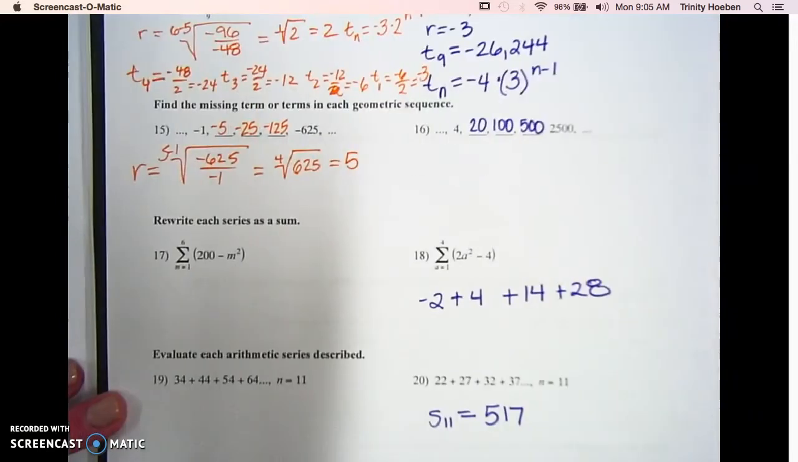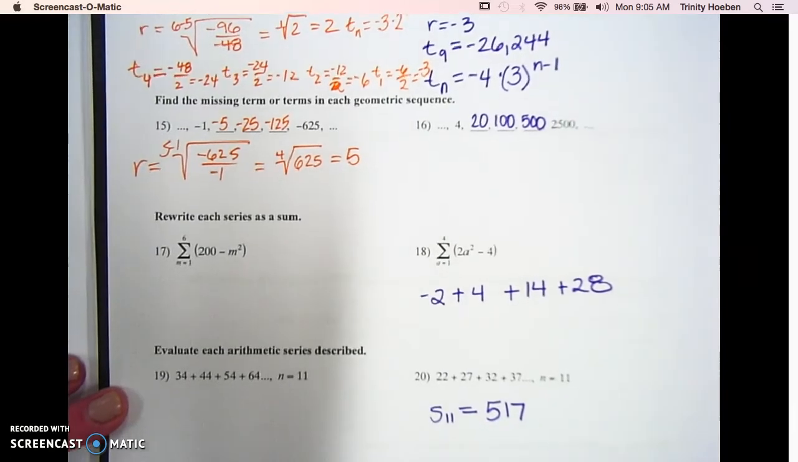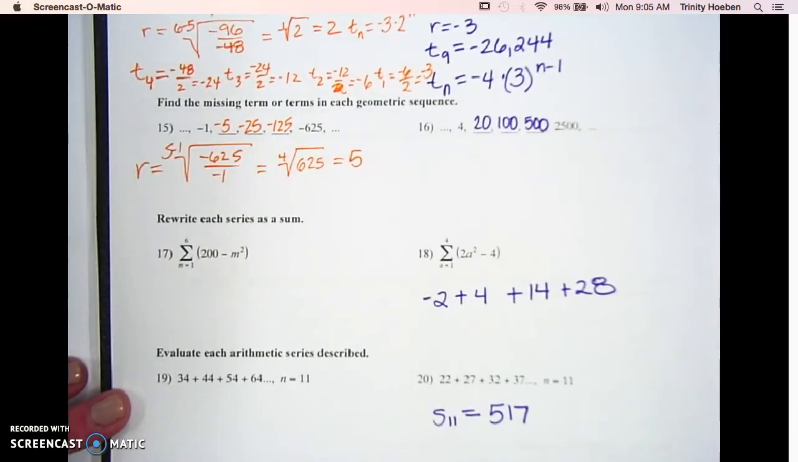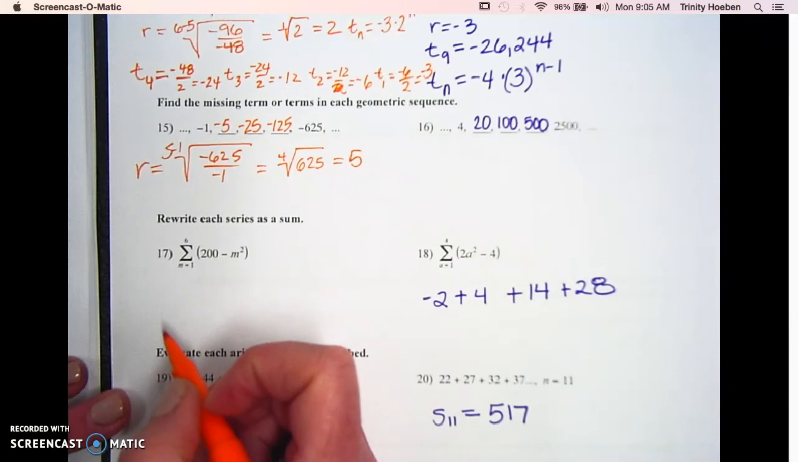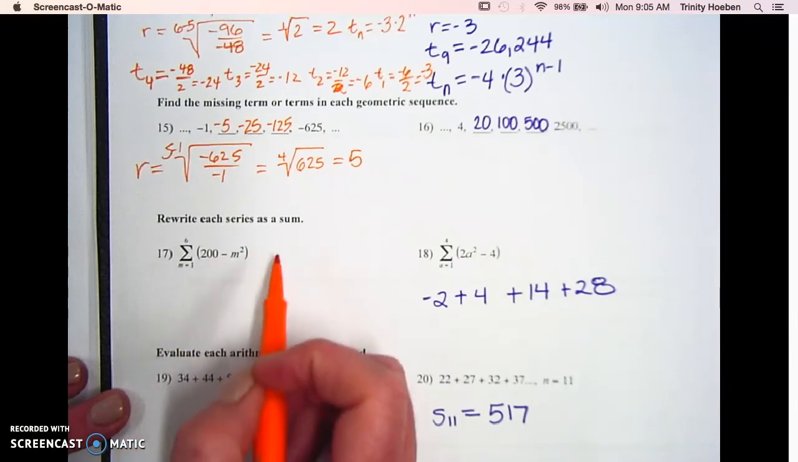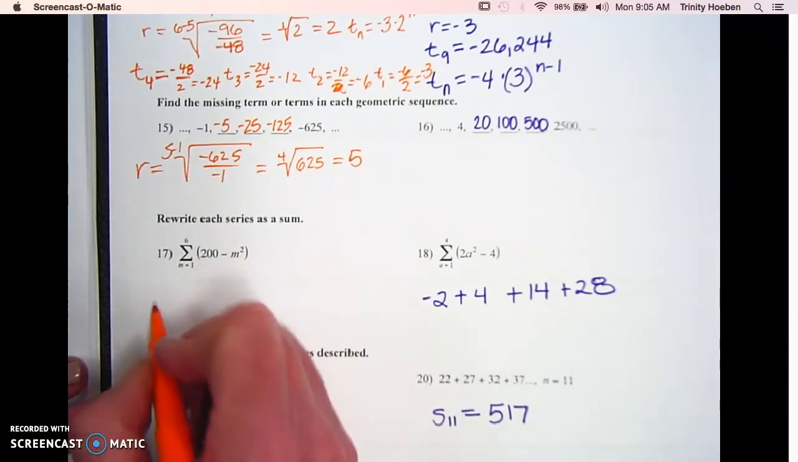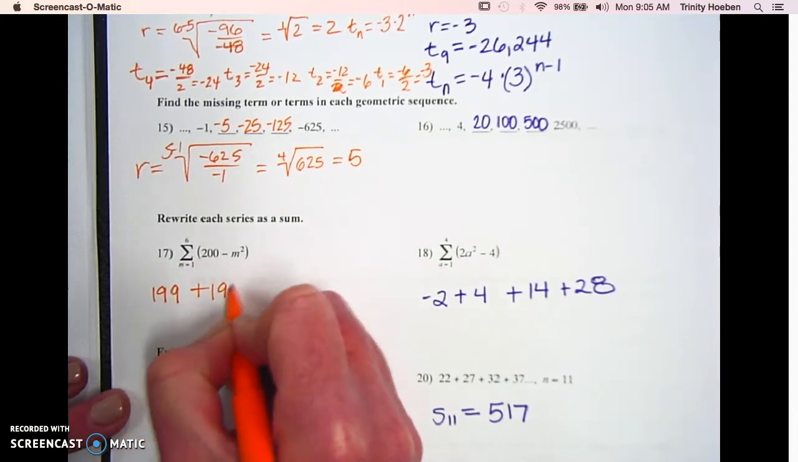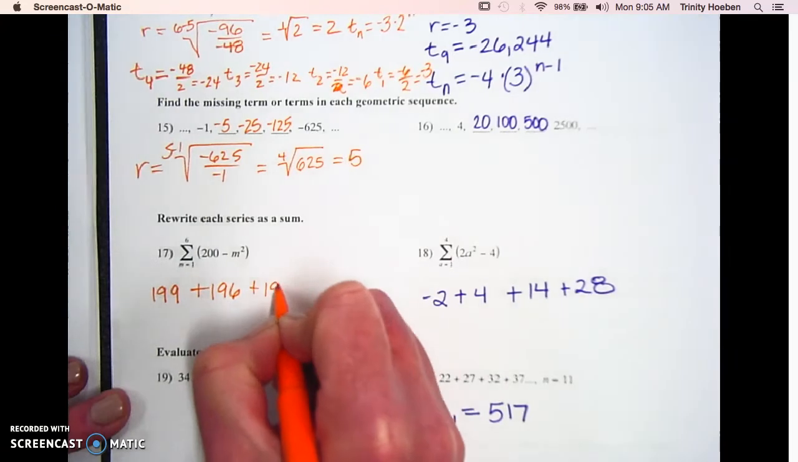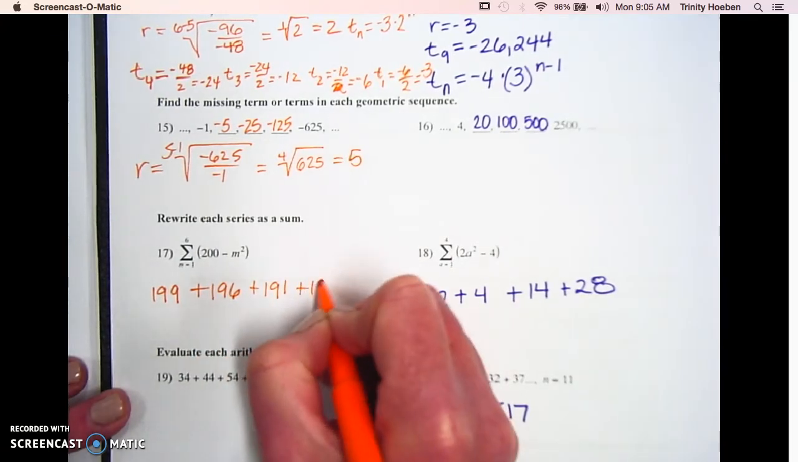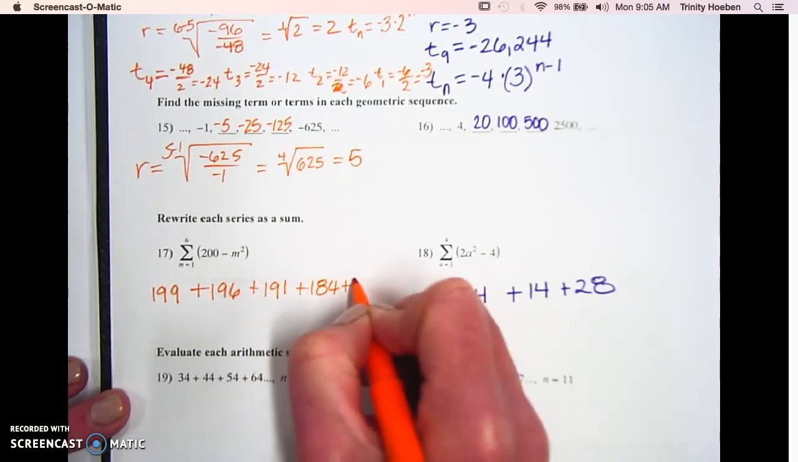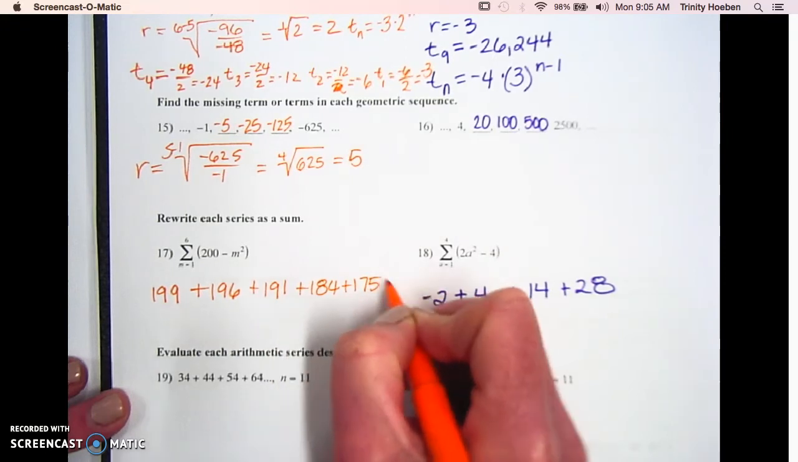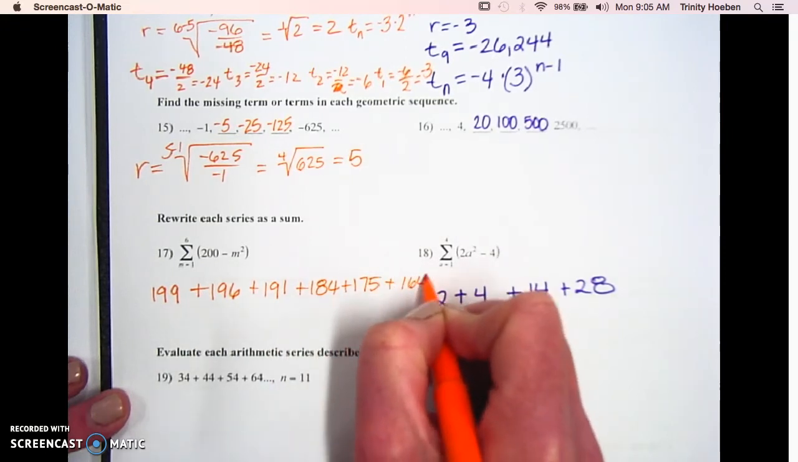Number 17, I need to rewrite each series as a sum. So for the first term, I'm going to plug in 1. So 200 minus 1 squared is 199, plus 196, plus 191, plus 184, plus 175, plus 164.